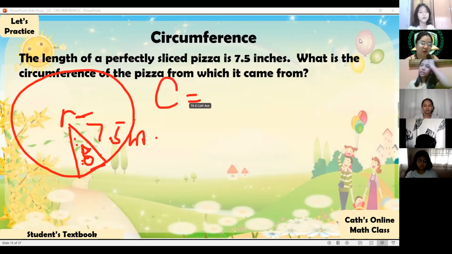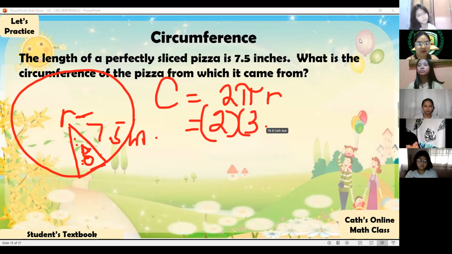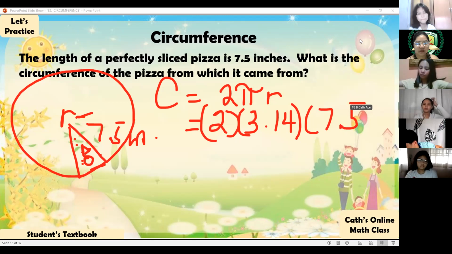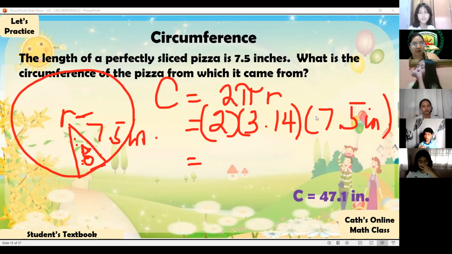So what will be your formula? 2 times 3.14 times r, so 2 times 3.14 times 7.5. That's why you get 47.1. Okay, 47.1 inches. Any questions? Do you understand why it should be 47.1?